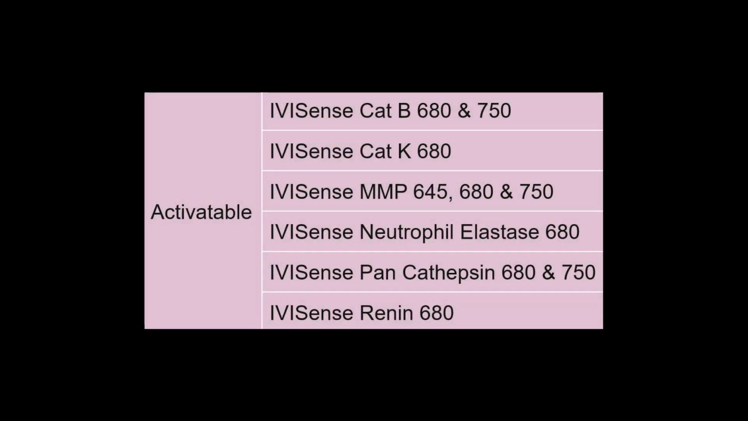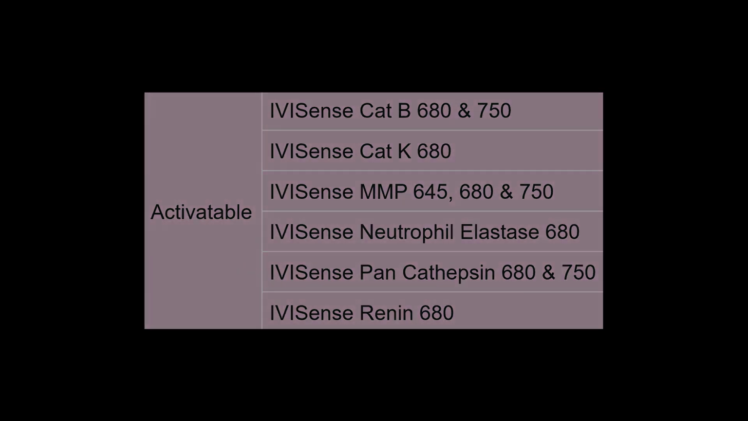We have activatable agents that are cleaved by a variety of important disease-related proteases including cathepsins, matrix metalloproteinases, and neutrophil elastase, providing insights into a myriad of diseases like cancer, inflammation, and cardiovascular disease, among others.